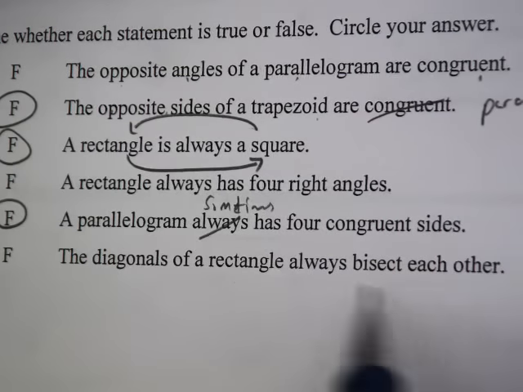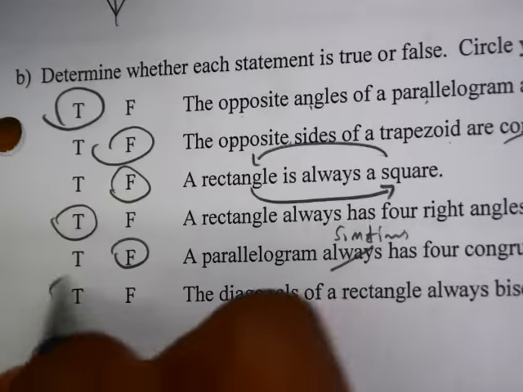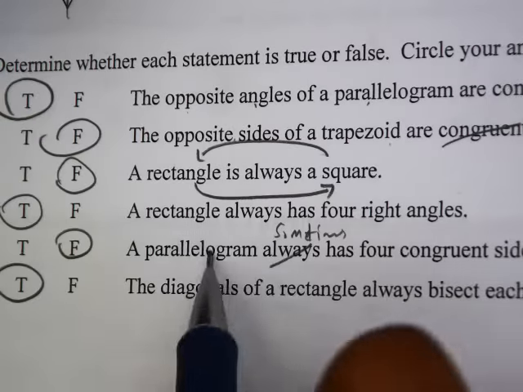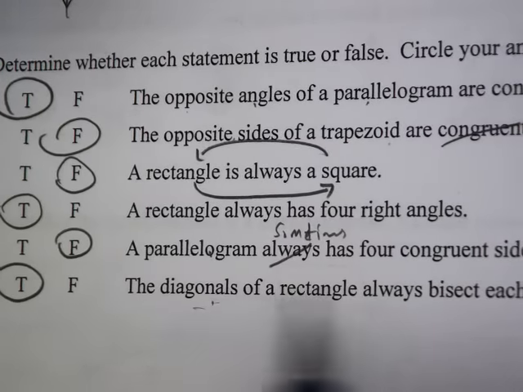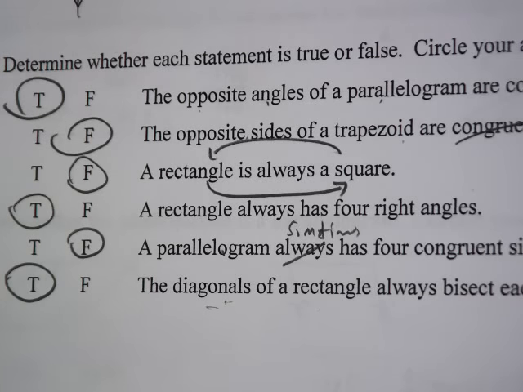The diagonals of a rectangle always bisect each other. That is true because a rectangle is a parallelogram, and the diagonals of a parallelogram always bisect each other.